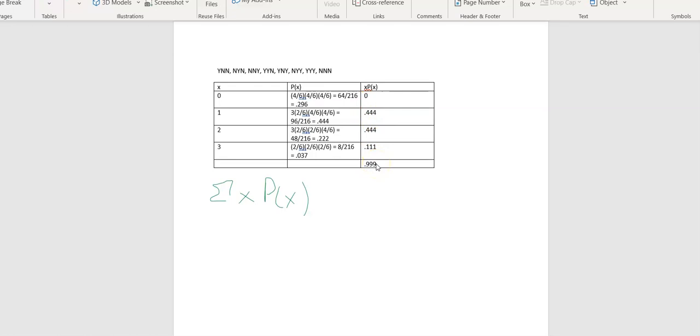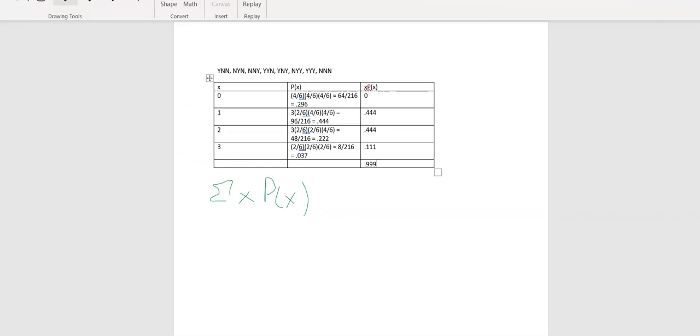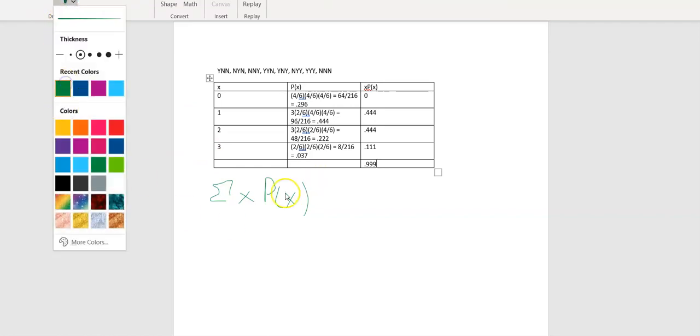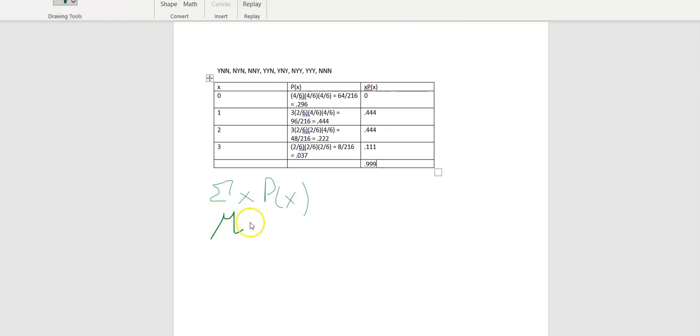Now, I can guess that that's really 1 because we have rounded here. And if I used fractions, I'm sure that would have come out to 216 over 216. So I'm just going to call it 1. So my mean, let me go back to my draw feature. My mean is 1.